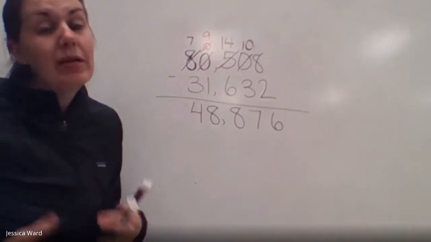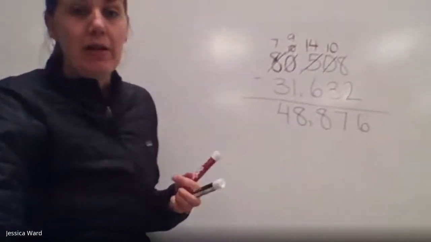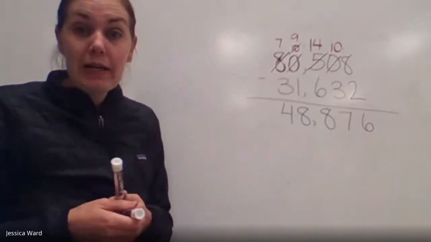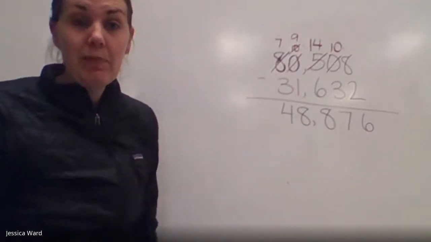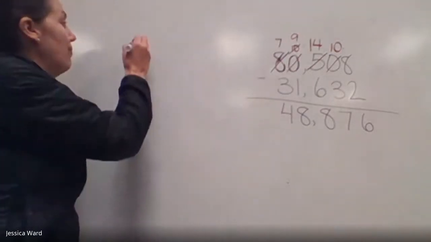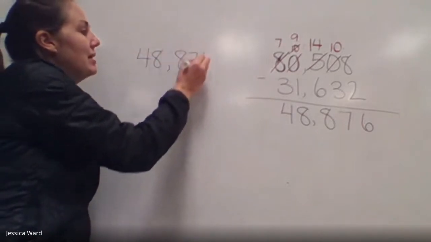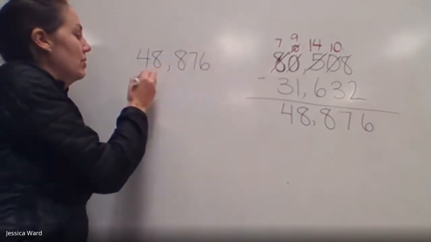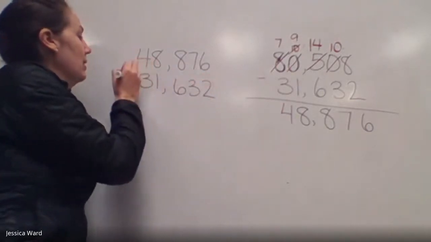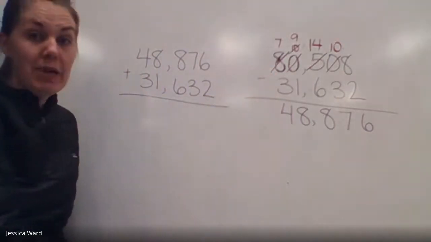Now we can add to double check our answer. It also says that you can estimate. So you could have estimated by rounding to see if your number is reasonable. But really, to double check to make sure that your number is exact, we're going to use adding. So again, I'm going to add 48,876 to 31,632, and I should get 80,508. Let's make sure that we do.